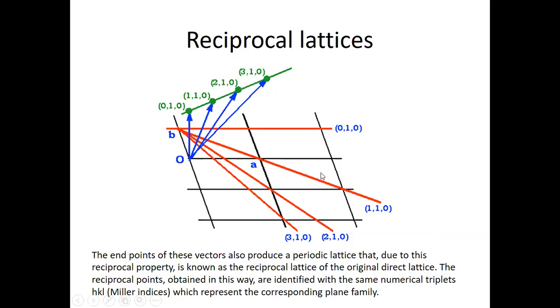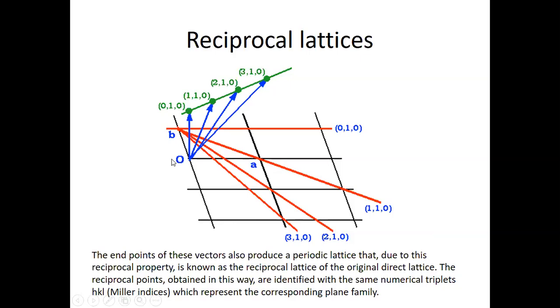This one here would be associated with the Miller indices 1, 1, 0. This one here would be associated with the Miller indices 2, 1, 0. You see, this one cuts the unit cell parameter in half, but not the other unit cell parameter. And this one here would be associated with the Miller indices 3, 1, 0. All right. So now we could define our reciprocal vectors.